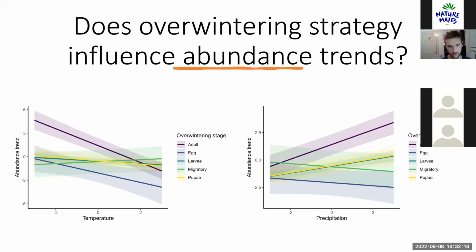With increasing precipitation, there was an increase in abundance trend, the overall trend shown by Crossley et al. That seems to be primarily driven by species that overwinter as adults, or are larval overwinterers, or overwinter as pupa, whereas species that are migratory or overwinter as eggs actually show a decline in abundance in areas with greater precipitation.